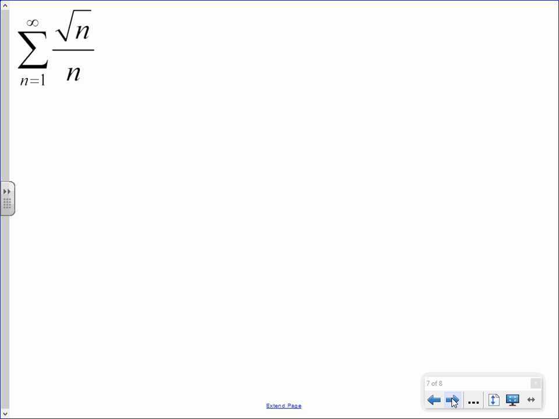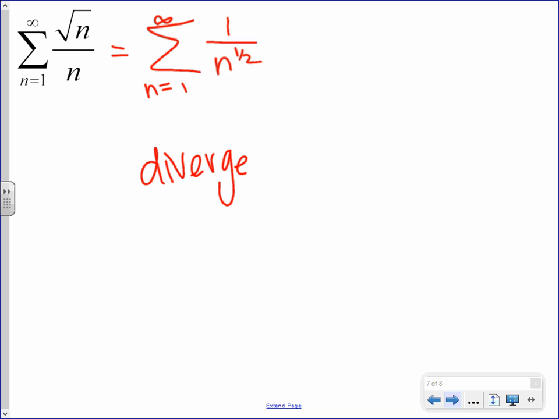Now, you can't just say P series diverges. You need to do what first? Change it into n to the -1/2. You need to write it as 1 over n to the 1/2, and then you can say diverges, because we have p is less than or equal to 1 for our P series test.